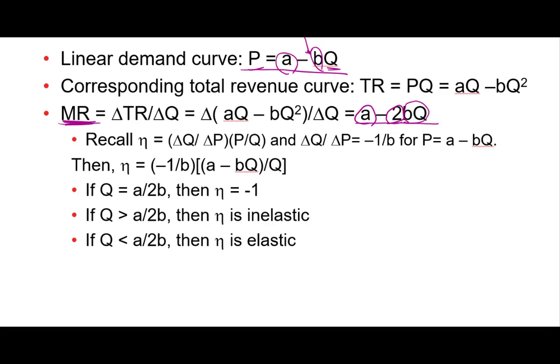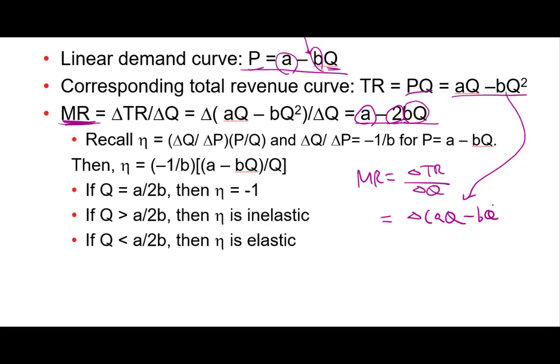Of course, you can go through all the derivative steps as you see from the slide. We know marginal revenue by definition is the change in total revenue when you increase the quantity demanded that you can sell. Total revenue for a linear demand curve is again price multiplied by quantity. So when you multiply price A minus BQ with Q, you have AQ minus BQ squared. You can plug that in here: AQ minus BQ squared, again divided by delta Q.